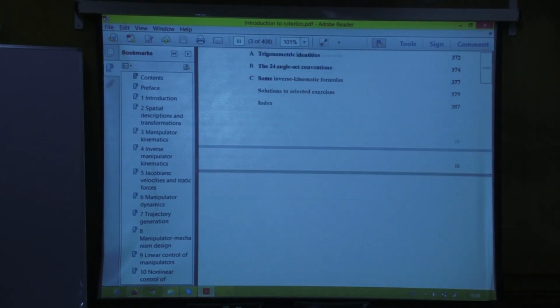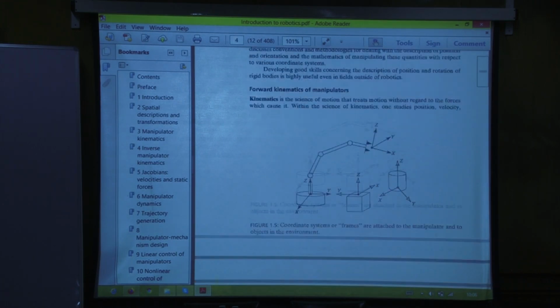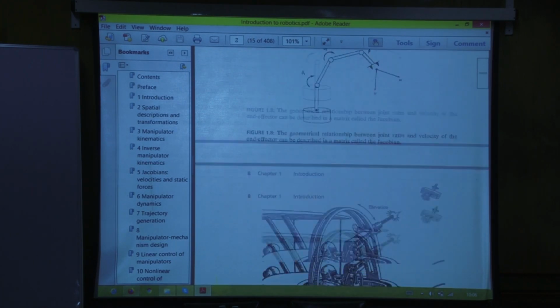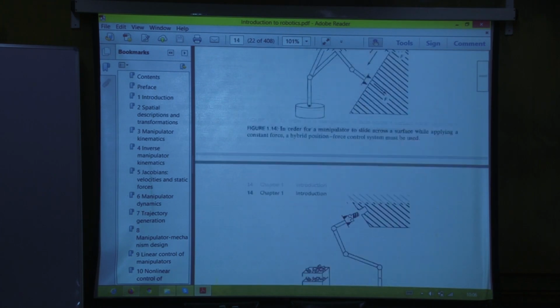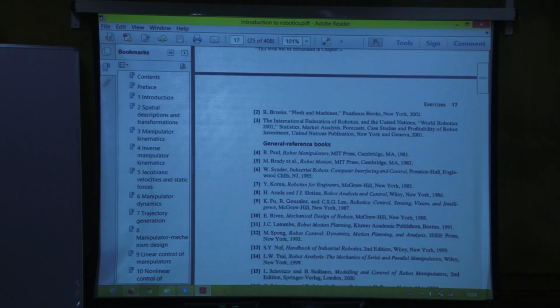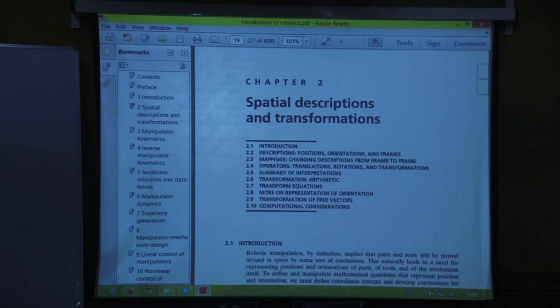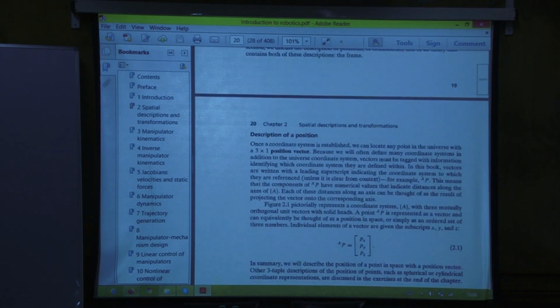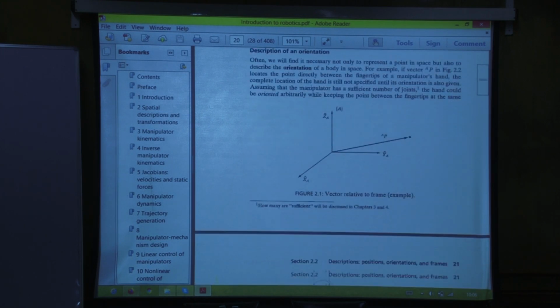Initially, what I would suggest for those of you who are not familiar with this is that you read some of the chapters, like chapter 2, spatial descriptions and transformations. We basically start from here, with the definition of a point. What is a point in space? What is a position? What is an orientation? They have given it very nicely.